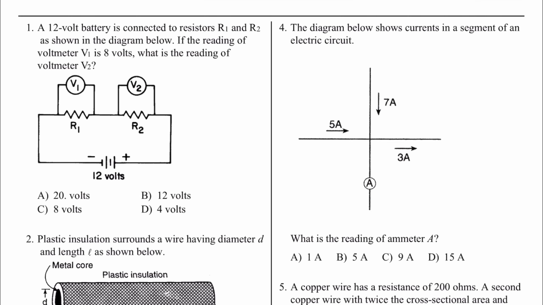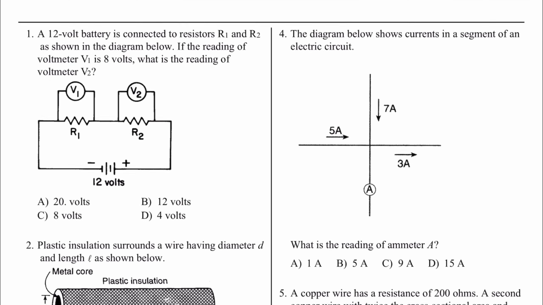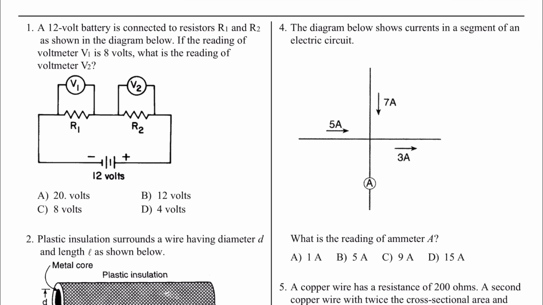Number 1, a 12-volt battery is connected to resistors R1 and R2 as shown in the diagram below. If the reading of voltmeter V1 is 8 volts, what is the reading of voltmeter V2? So this is a series circuit, which means that the voltage adds up. So if the total voltage of the circuit is 12 volts and the first voltmeter reads 8 volts, then the other voltmeter has to add up to 12. So 12 volts minus 8 volts equals 4 volts. So this is 4 volts, which is choice D.